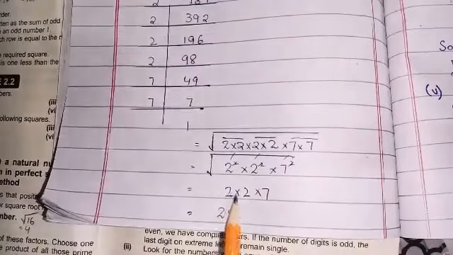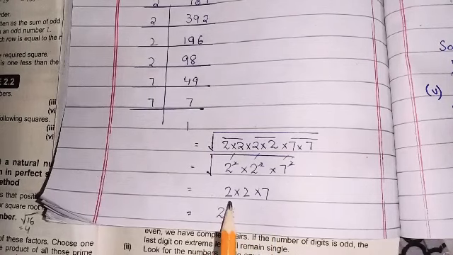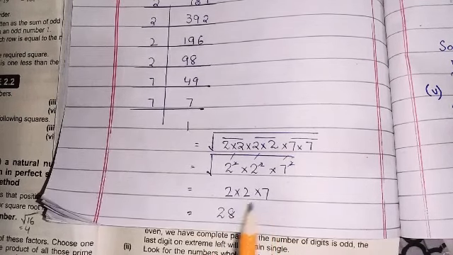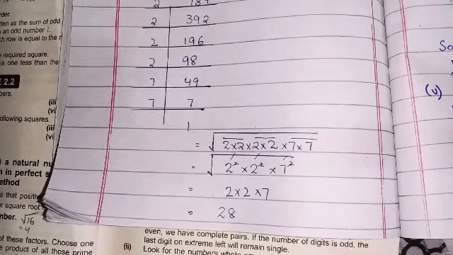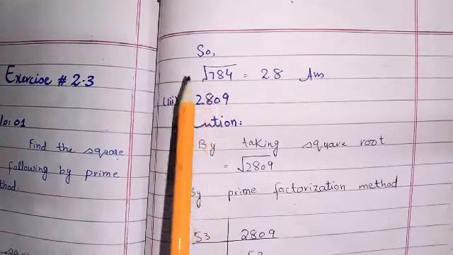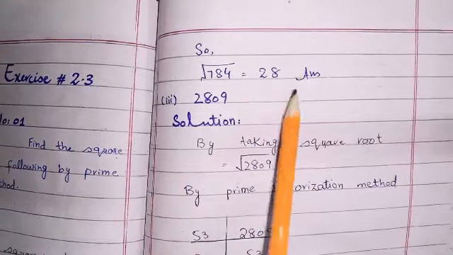We have numbers 2 into 7, we multiply all the numbers, we get 28. As you all know, 2 2s are 4 and 4 7s are 28, so the square root of 784 is equal to 28. We will write the answer as, so the square root of 784 is equal to 28, which is our answer.